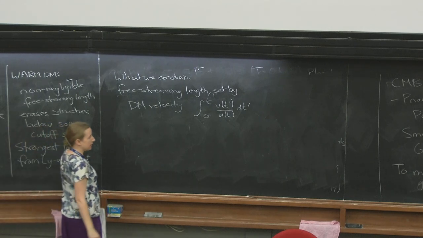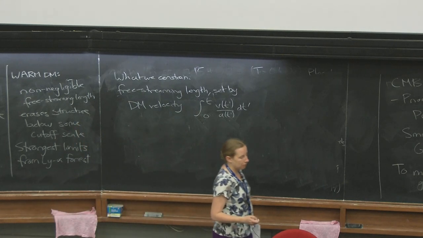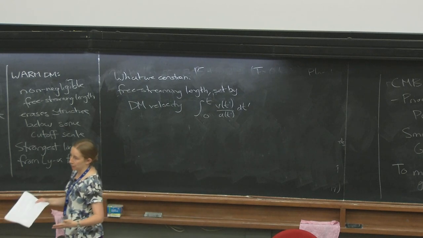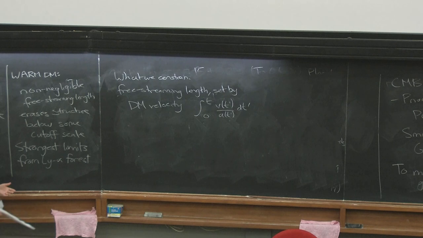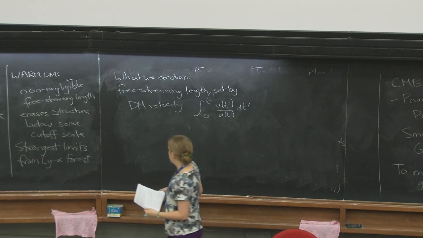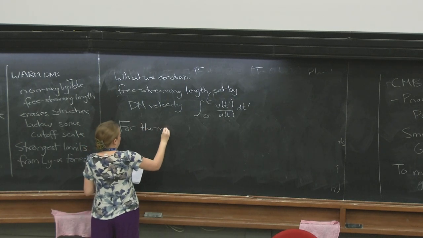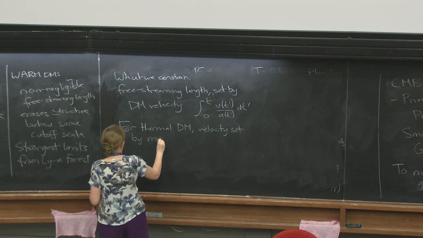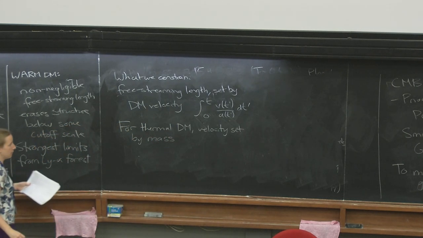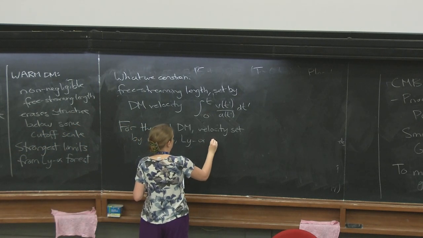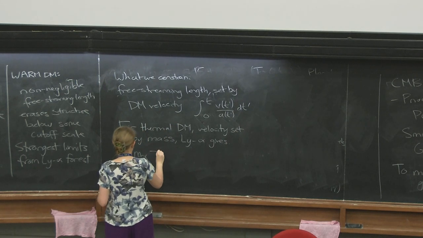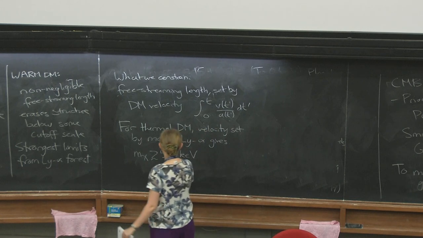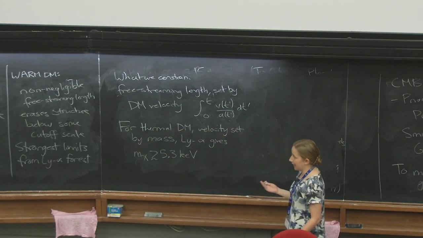So the way that these constraints are usually expressed is in terms of a particular class of models of dark matter, where the dark matter was once in thermal equilibrium with the standard model, and then it decoupled while it was relativistic. In this case, the late-time velocity of the dark matter is just set by its mass. And for thermal DM, the current limit from observing this Lyman alpha forest is that its mass has to be greater than about 5.3 keV. If it's lighter than that, then it's still going sufficiently fast at late times to disrupt structure at scales where we do observe structure.